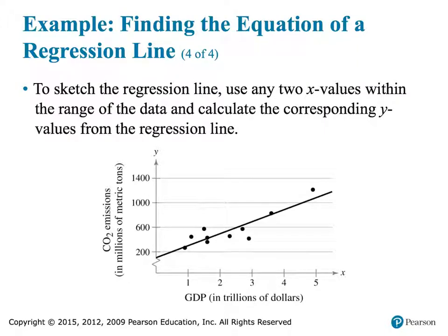And if I graph that line with my data on a scatter plot, I can see that it fits pretty well. Now to sketch the regression line, you can use any two x values within the range of your GDP. So somewhere in between like 1 trillion and 5 trillion. Pick a number for x. Substitute that number into your regression equation to find the y and plot that point. Do that with a second x value. Pick a number for x, plug it into your regression equation, find the y that goes with that x and plot that point, and draw a straight line between them. And that's how we fit our regression line to our data.